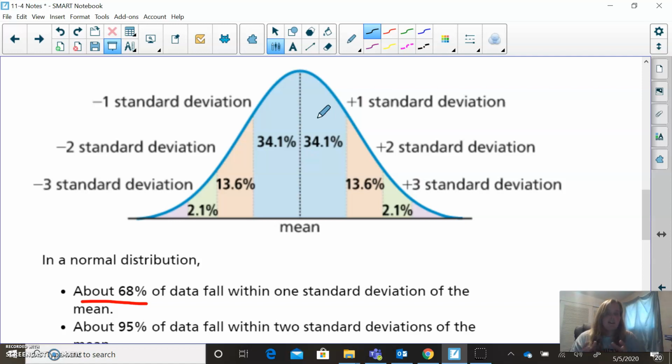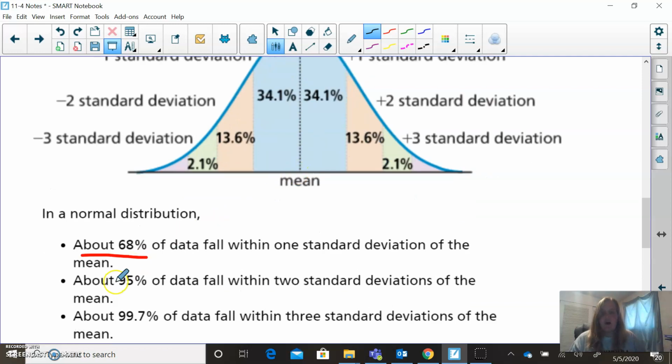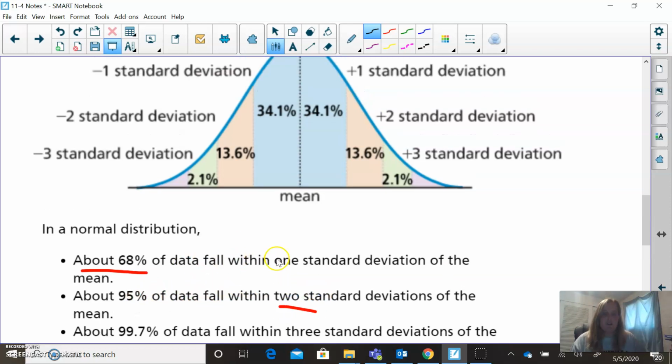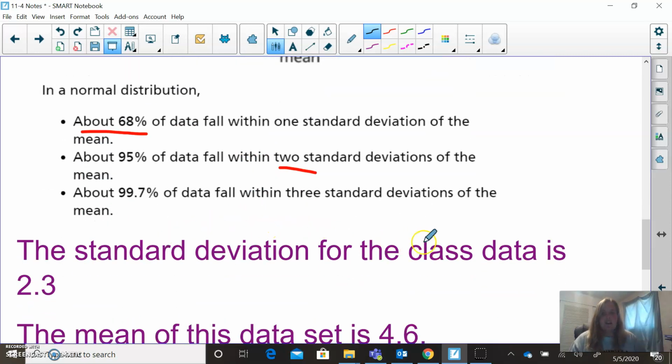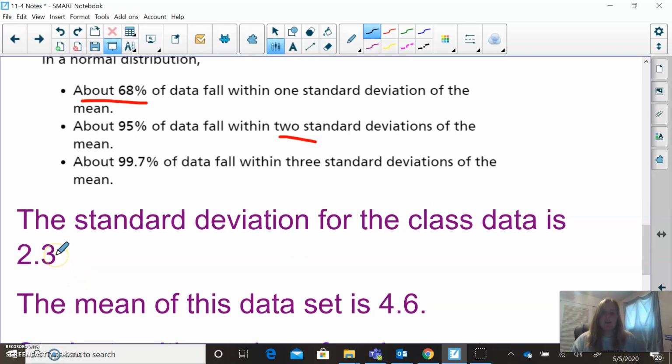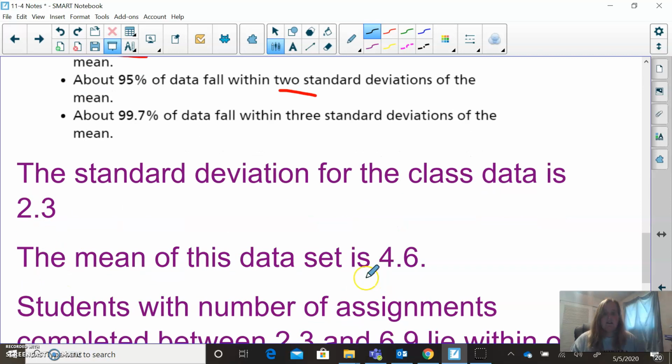So most of the data doesn't fall far. About 95% of the data fall within 2 standard deviations of the mean. So that would be out here in the graph. This is 2. And about 99.7% of the data fall within 3 standard deviations of the mean. The most important part here is that about 68% of the data fall within 1 standard deviation of the mean. The standard deviation for the class data is 2.3. The mean of the data set is 4.6.